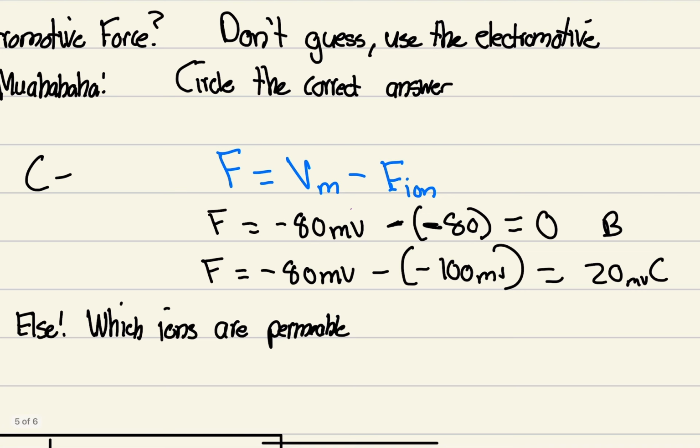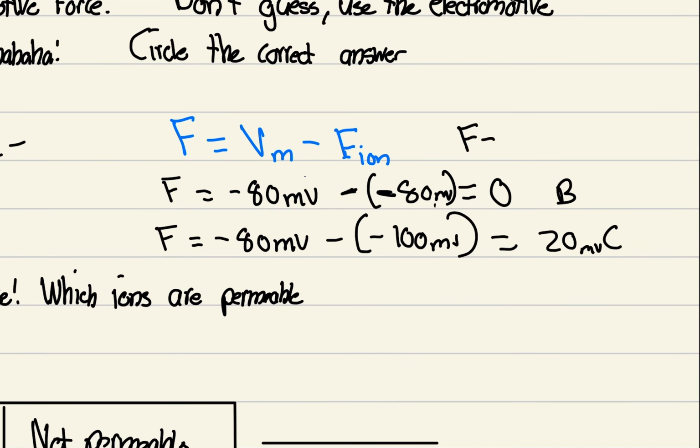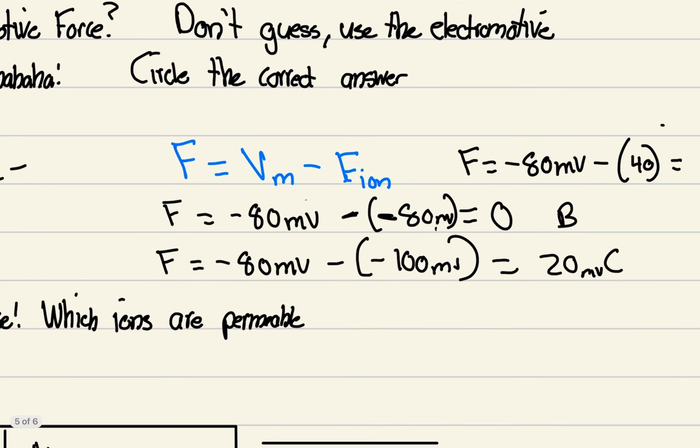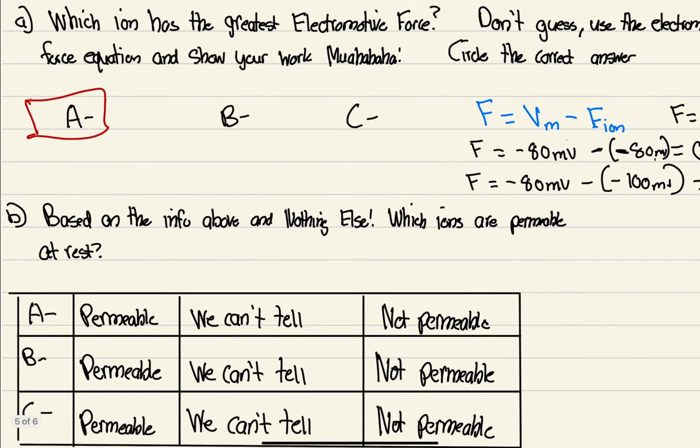Did I not add millivolts on here? I thought I did. I'm losing it. Okay, I'm running out of space, so let's just do it over here. We're doing A now. Force equals negative 80 millivolts minus positive 40 millivolts, which equals negative 120 millivolts. So obviously that number is way bigger than everything else. So that's how A is the correct answer.